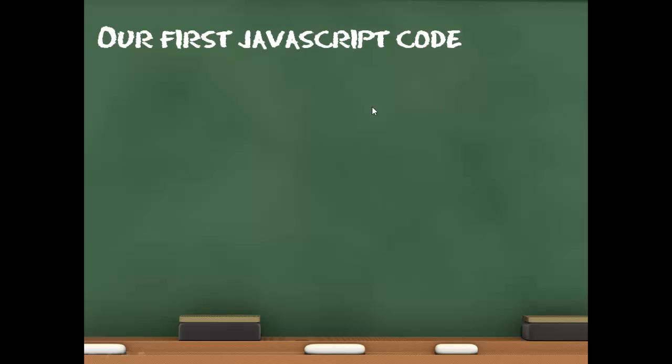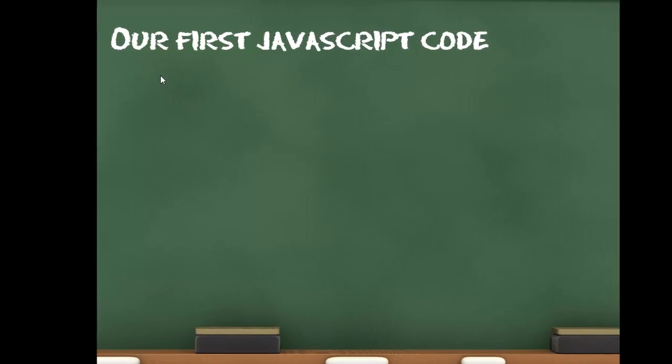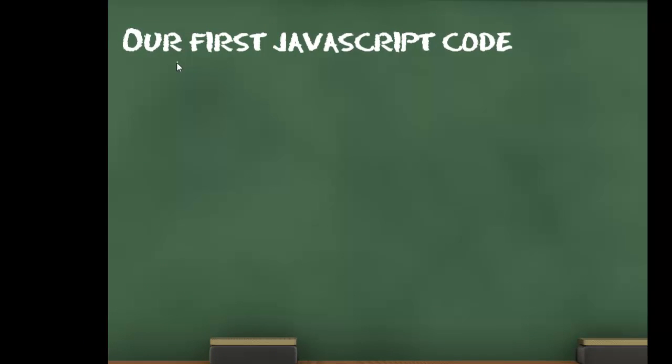Alright, now let's write our first JavaScript code. So basically what you need to do is create a structure for your HTML page if you want to write JavaScript. I have created a basic structure for my HTML page. My page starts with this tag, ends with the HTML tag.